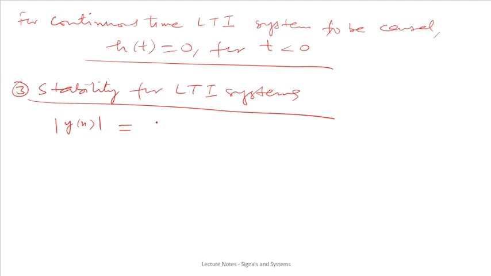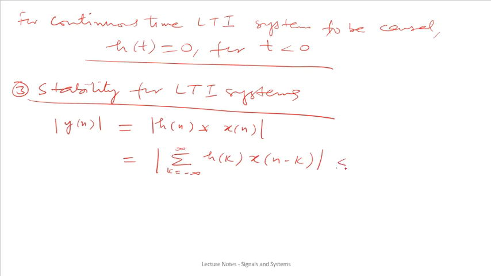So y[n] equals h[n] convolution x[n], you take the magnitude. The magnitude of the summation k equals minus infinity to infinity h[k] x[n minus k] should be less than or equal to the summation k equals minus infinity to infinity of the magnitude of h[k] and the magnitude of x[n minus k].